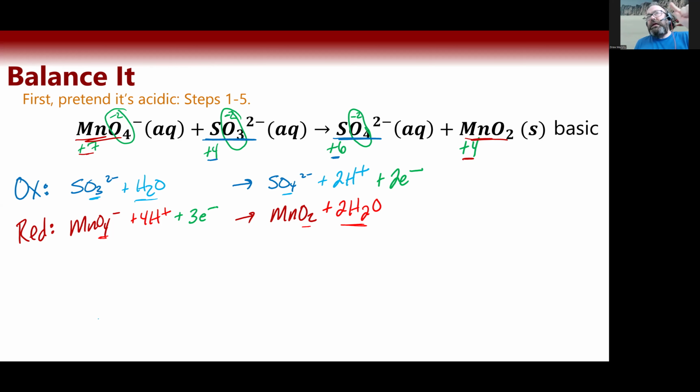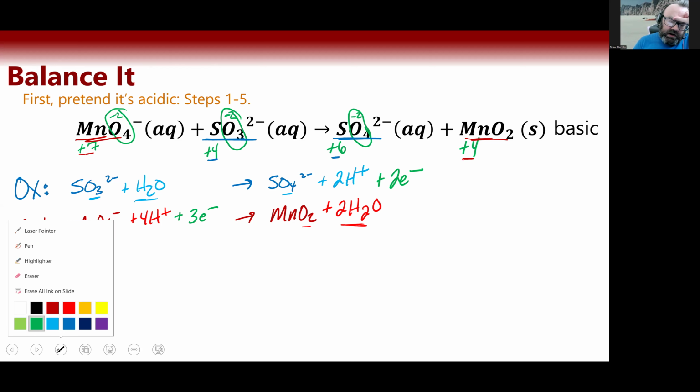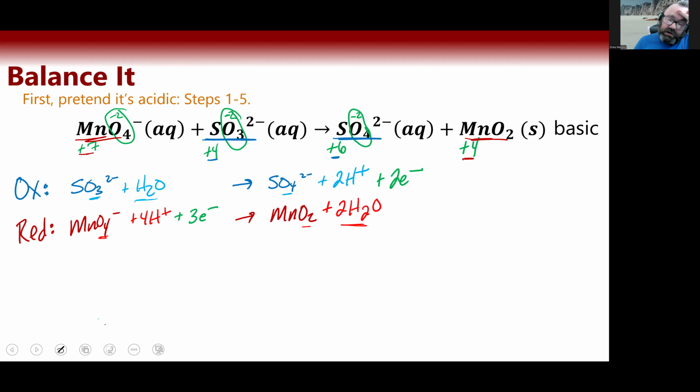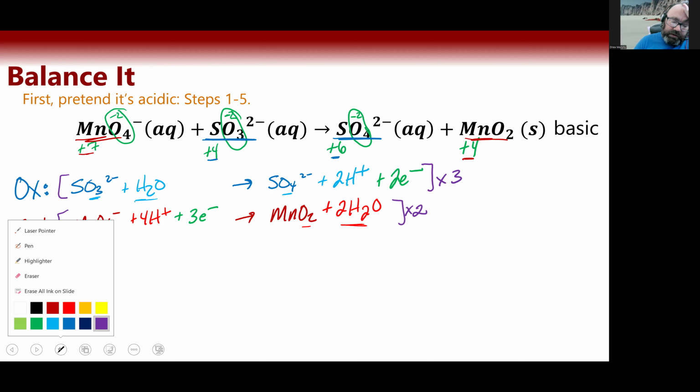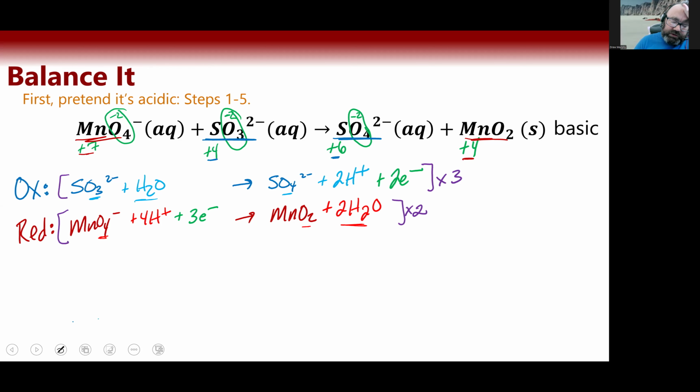Now we need to cancel out electrons. So we have to multiply by stuff, which means we have a 3 and we have a 2. So that means the oxidation has to be multiplied by 3 and our reduction has to be multiplied by 2. I'm going to go ahead and rewrite these so we have them neater. Let me draw a line.